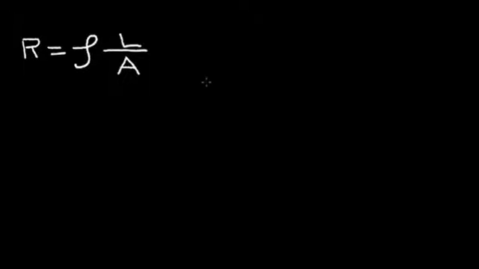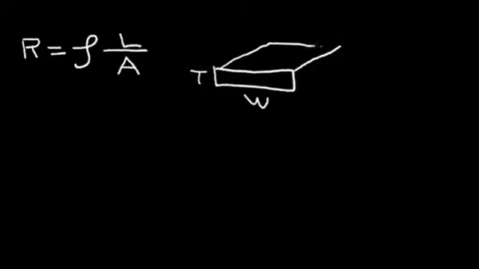Now, if I have a thin sheet of material with a thickness that I'll call T, and a width that I'll call W, and a length that I'll call L. This is the length. Now, the length is always in the direction of the current flow. So in this resistance material, the current is flowing in this direction.